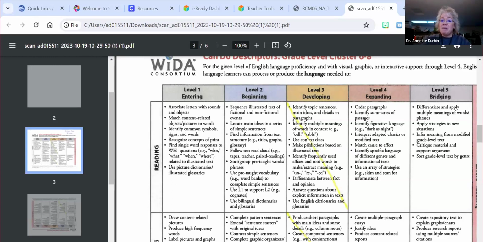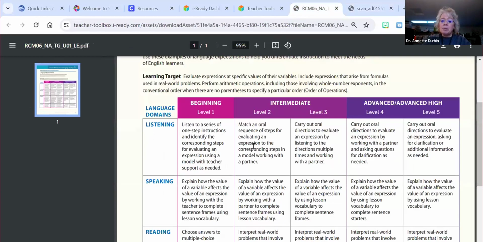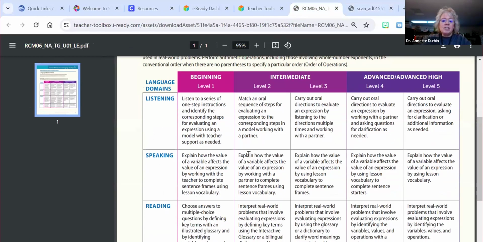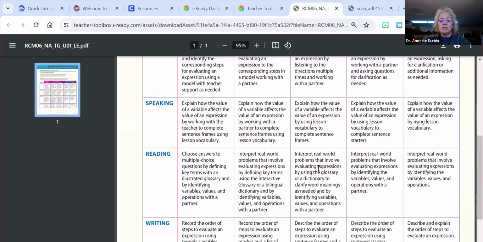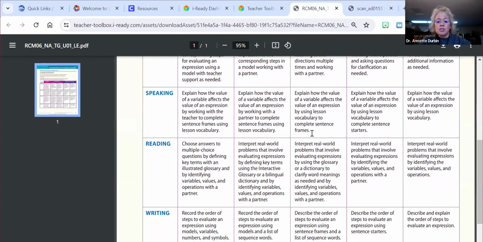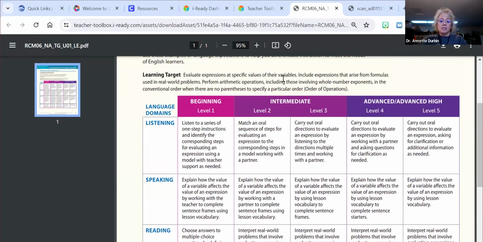What does that mean for your math class? Let's go back over to that purple page. All right. So we're going to go down to the reading domain, and we are in level 3. So what you can expect your English learner to do right now is to interpret real world problems that involve evaluating expressions by using the glossary or a dictionary to clarify word meanings as needed, and by identifying variables, values, and operations with a partner. Okay, that's what you can expect that your child can be successful doing, meeting the learning target that has been given at the top of this page.